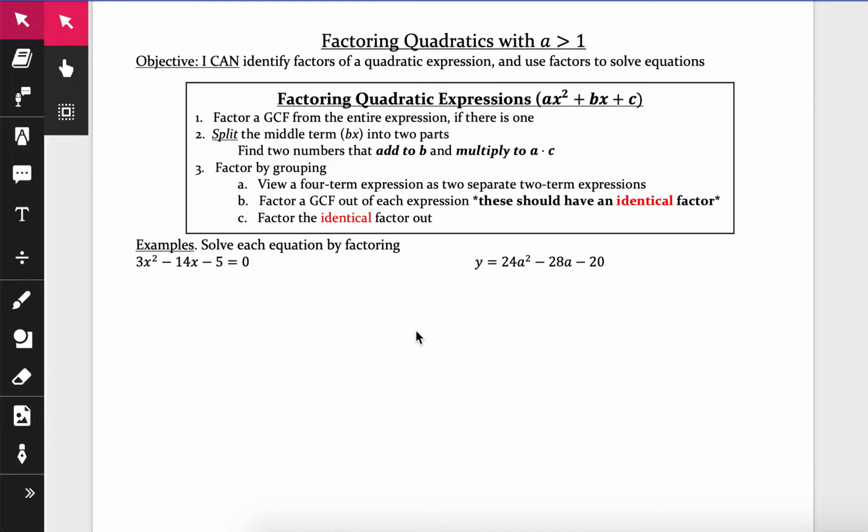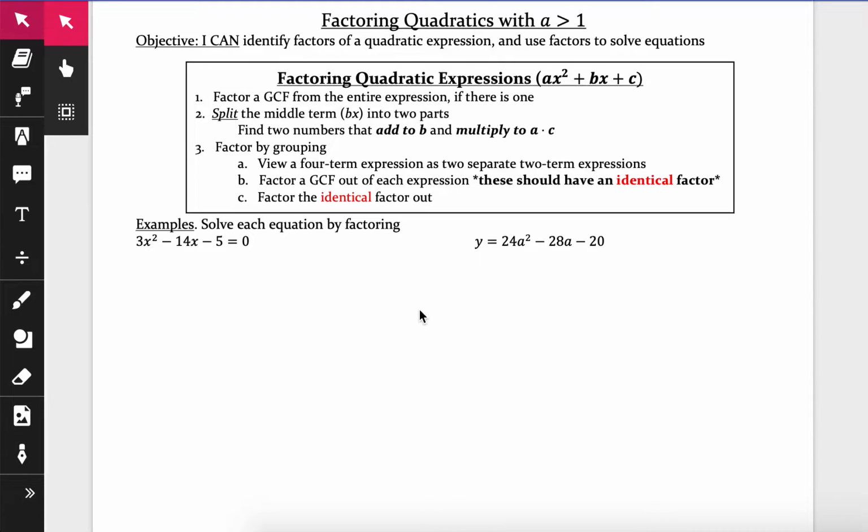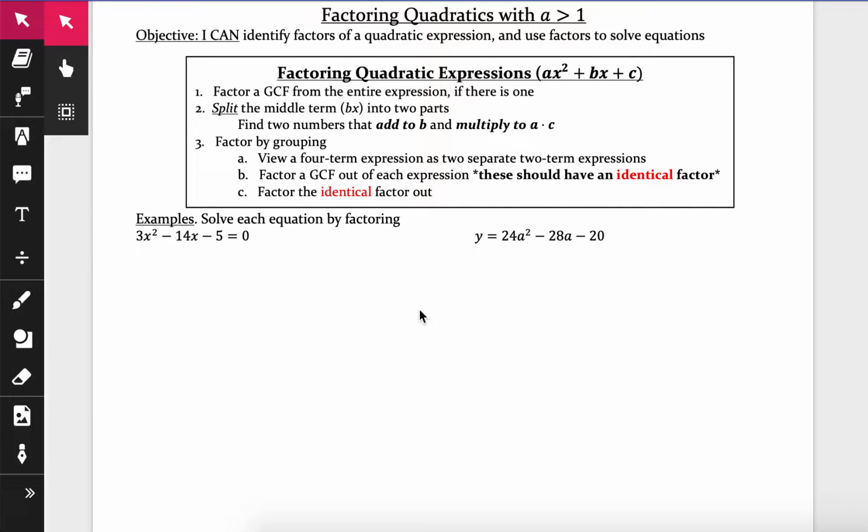So the process for factoring with a greater than 1 is kind of similar in the idea that we're trying to split it up into linear factors and set each equal to 0. But the process for doing this is a little bit more extensive. So these are kind of the steps we want to follow.